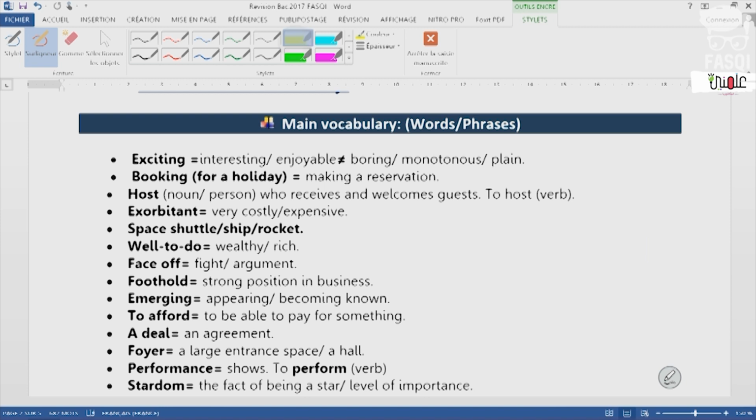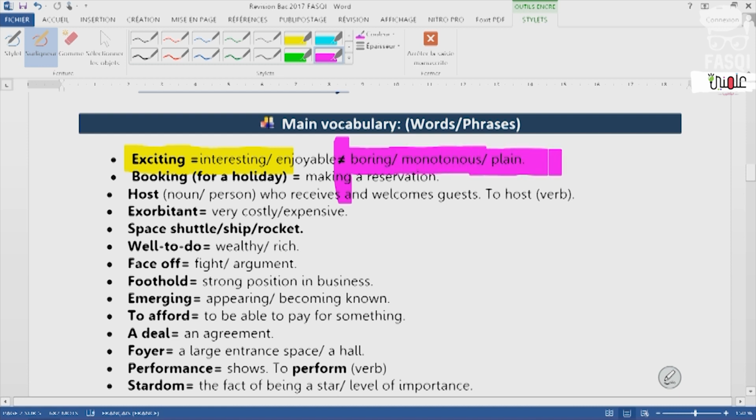As a first main word, maybe already known, the adjective exciting. Being interesting, as opposed to something which is boring or monotonous or plain. Here, of course, you may use this word when you are talking about something that you like, that you admire. This is as a starting point.